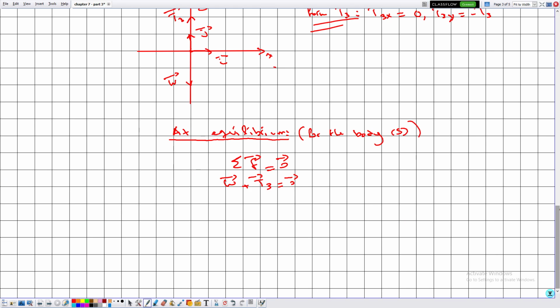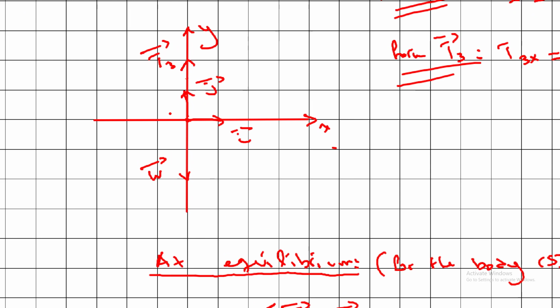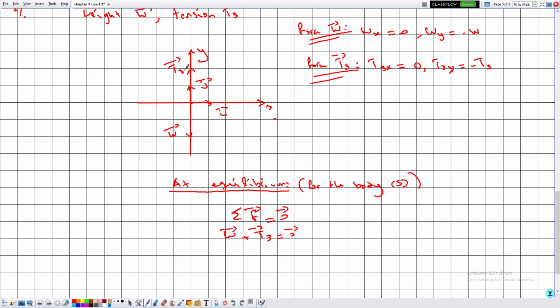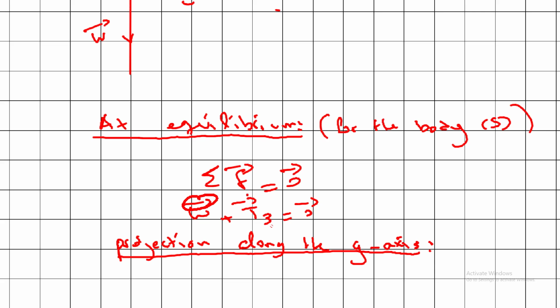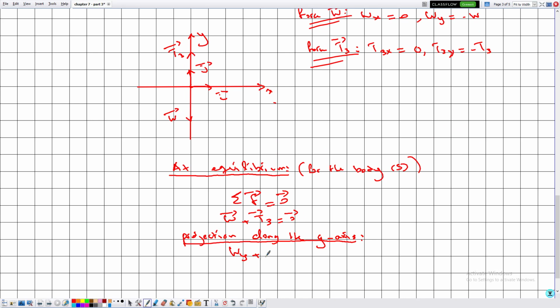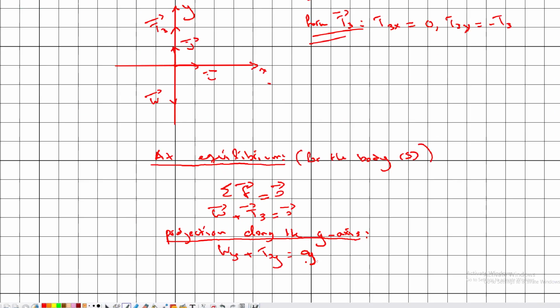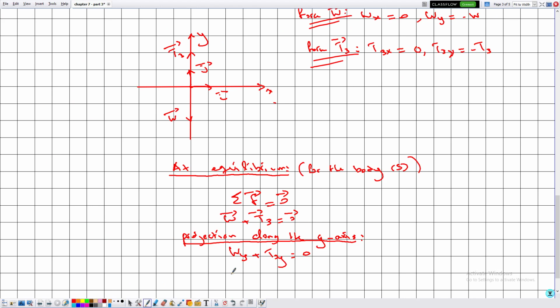Now after doing so, we need to project along the x-axis and along the y-axis. Notice that here there is no need to project along the x-axis because neither force lies on the x-axis. So we are only interested in projecting along the y-axis. We drop down the vector quantities, and each vector quantity will carry the label y. So Wy plus T3y is equal to 0. The value of Wy is minus W, and T3y is plus T3 because T3 is pointing in the positive direction of the y-axis. So minus W plus T3 is equal to 0.